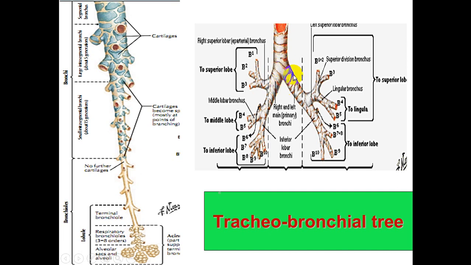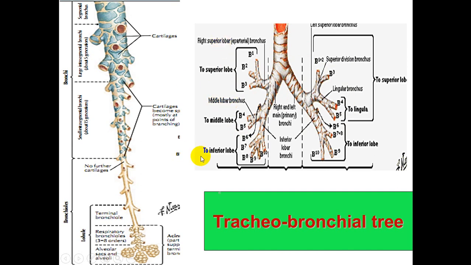The left main bronchus is narrower, longer, and more oblique than the right main bronchus. It is 5 centimeter long, and here you can observe that the angle the right main bronchus makes with the trachea is almost 25 degrees, while that of the left main bronchus with the trachea is 45 degrees. Now these two will enter the hilum of the lung and divide in the tissue of the lung into secondary branches, and these depend on the number of lobes in each lung.